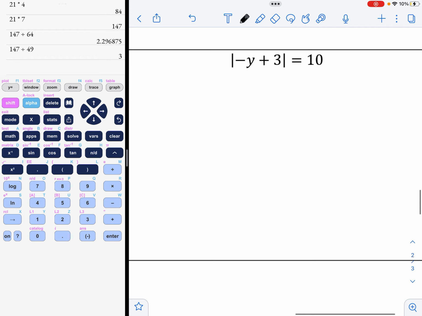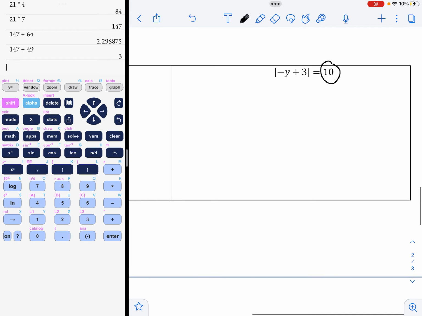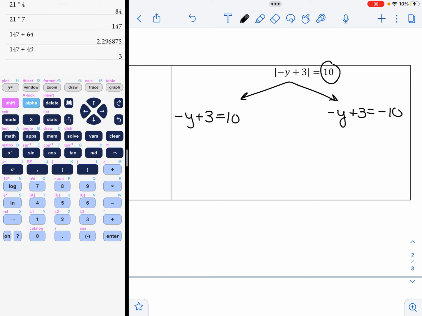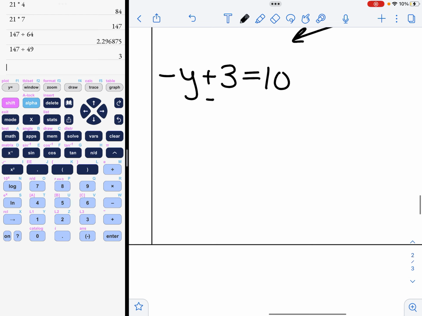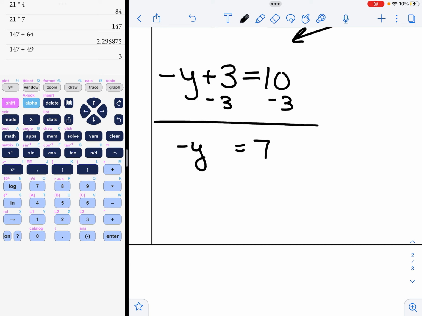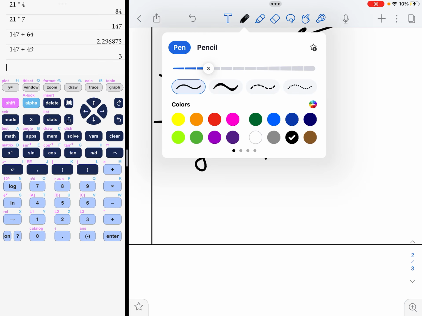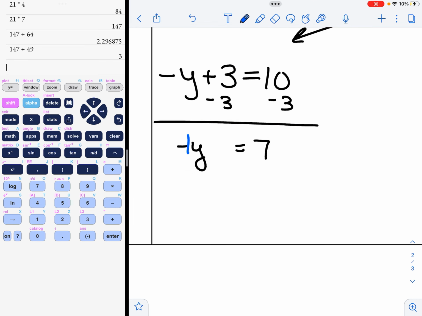Now let's do this one. So this one equals a positive, so this one definitely has 2 answers, like we talked about in the last lesson. -y plus 3 has to equal 10, and -y plus 3 has to equal -10. So we just kind of change it on this one, remember? Subtract 3. -y equals 7. Now, if you don't know, there's not just a negative there, it's a -1 there. So divide by -1, and you get y equals -7.